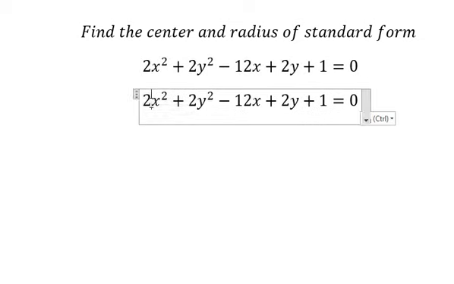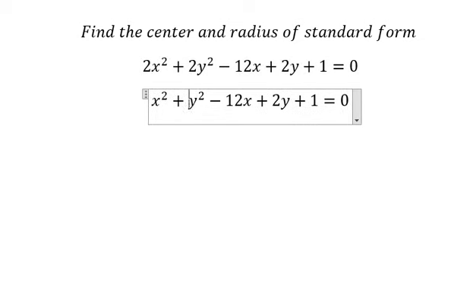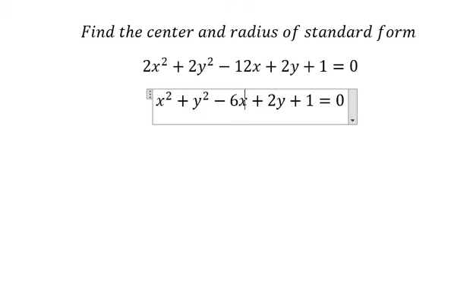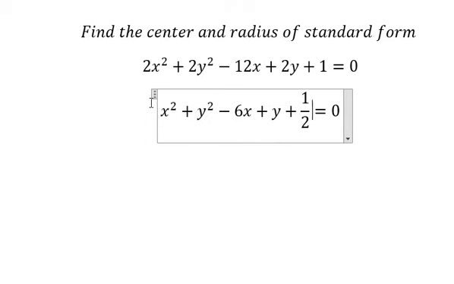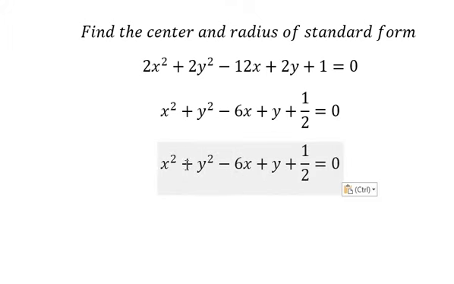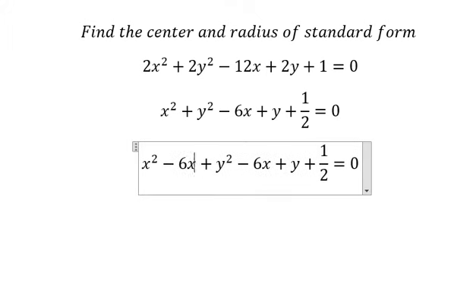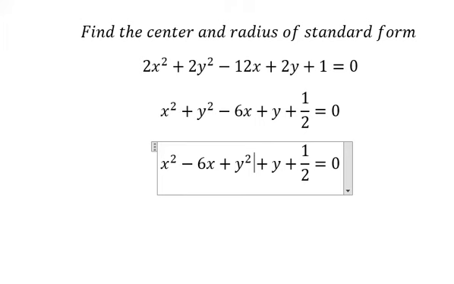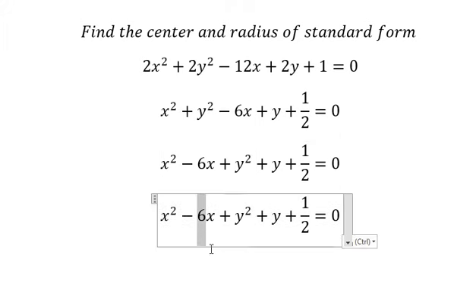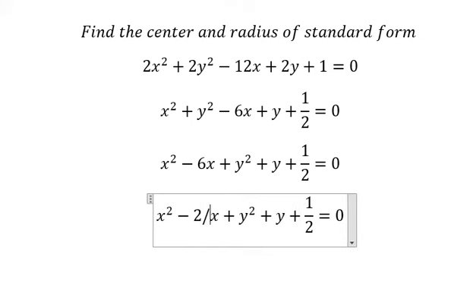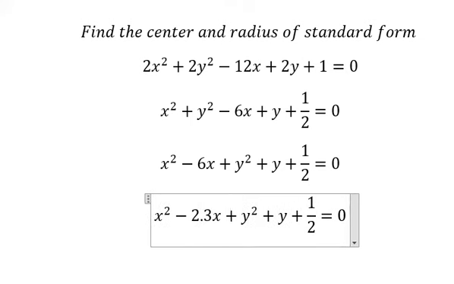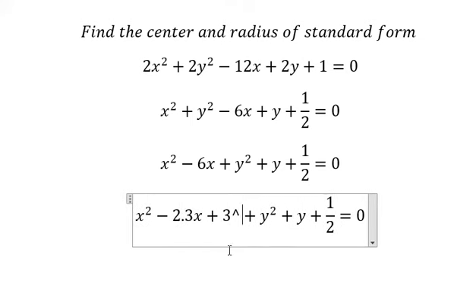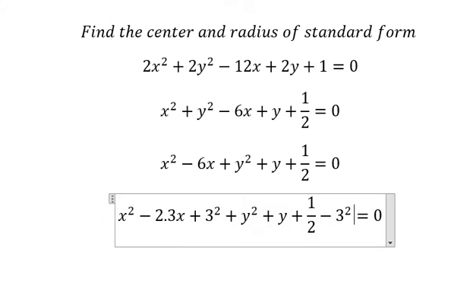We divide both sides by number 2. Next, negative 6x I will put in here. So number 6, that is number 2 multiplied by number 3. So we need to add 3 squared in here. Later we need to subtract 3 squared in here.